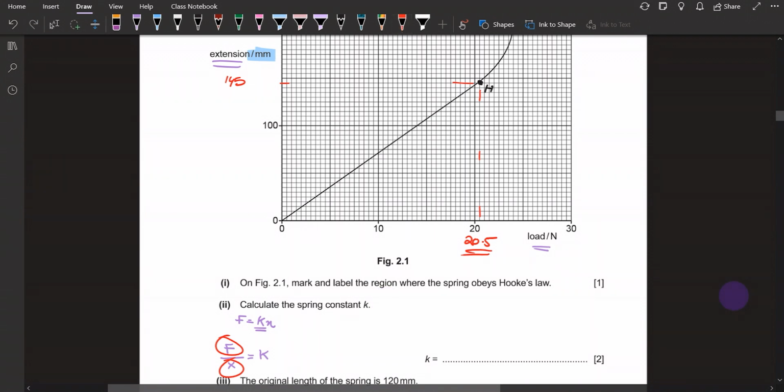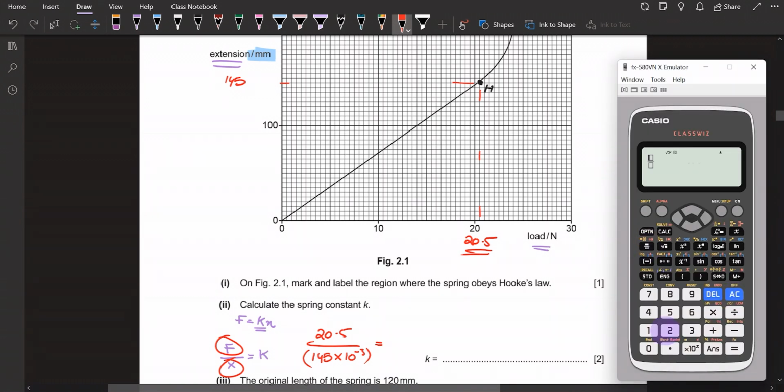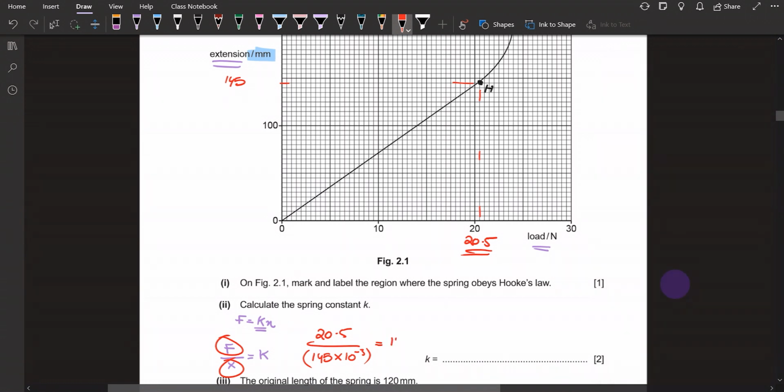So our F is 20.5 and x is 145, and don't forget to convert this into meters, which is going to be times 10 raised to the power minus 3. So it's going to be like this, and we can use our calculator for this, which is going to be 20.5 divided by 145 times 10 raised to the power minus 3, and we get our answer as 141.37. We can just round it off to 140, and we get our answer as 140 newtons per meter.